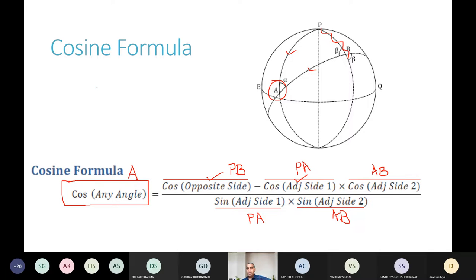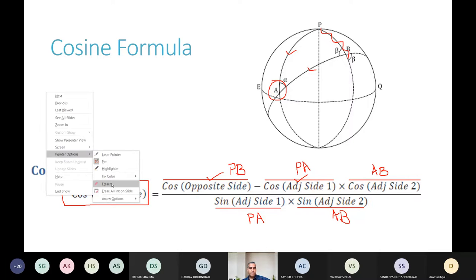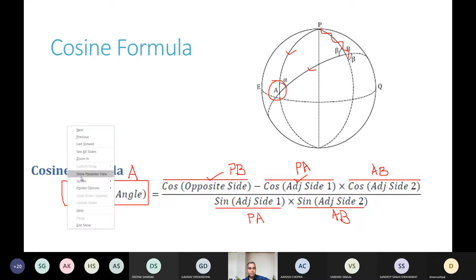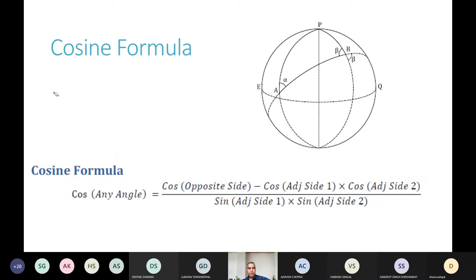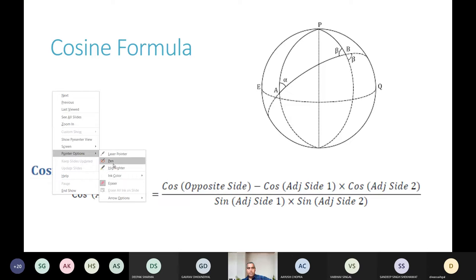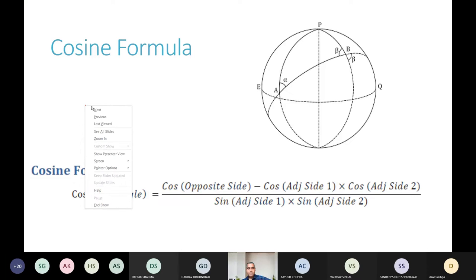The second usage is, let me explain it to you here. Let's erase the ink. Okay, the second use here is that if you know any two sides of this triangle, any two, you can pick up any two sides here, Beta, PA, PB, or AB, any two, you can tell me.